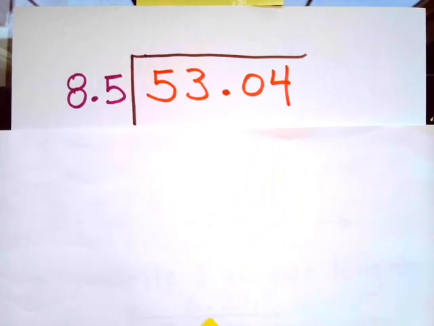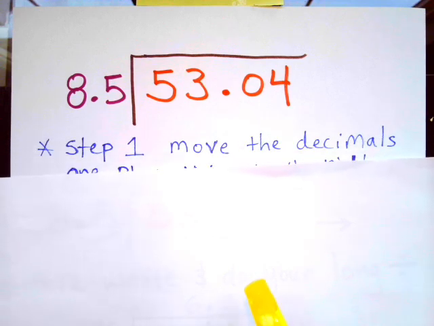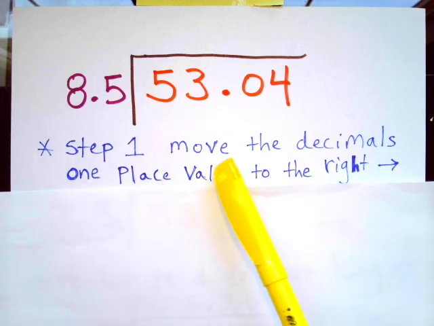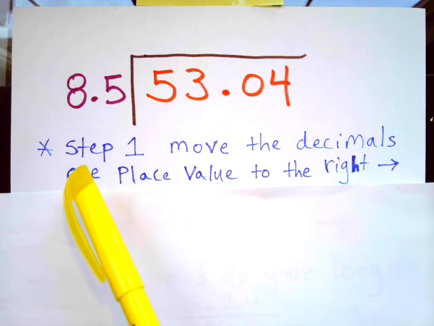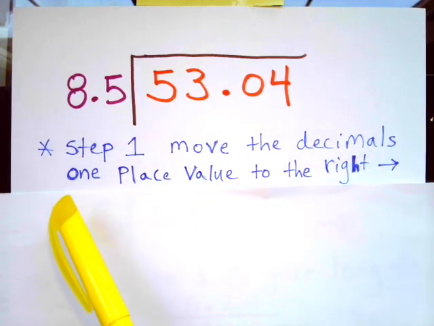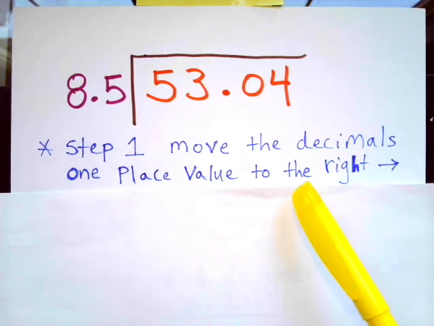So I'm just going to jump right on into it and get started. And so the first step here, step one, is to move. Trying to be funny, I think, but that may not have been funny. But step one is to move the decimals one place value to the right, right?